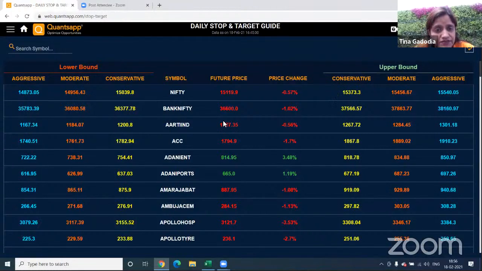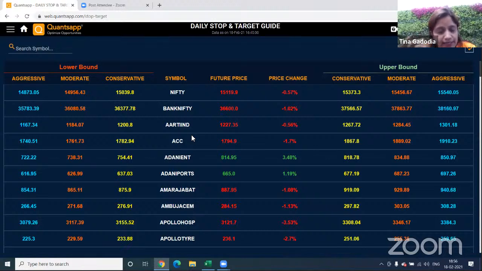Now, if you look at the Bank Nifty, the lower band is 36,377 and the upper level is 37,600. So a 1,000 point move in Bank Nifty is very, very easily done nowadays. It's nearly a 3% move, and that's what the Bank Nifty volatility itself is. Right? So stop and target, I have seen it works very well, especially for intraday support and resistance.